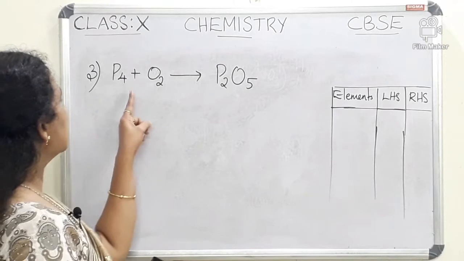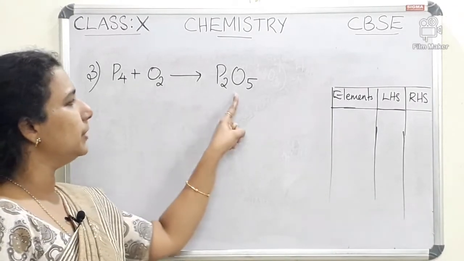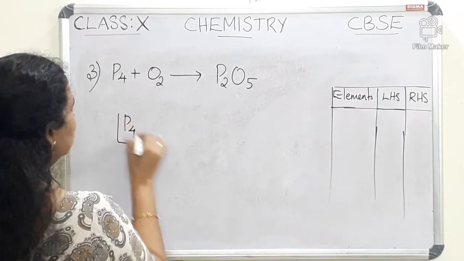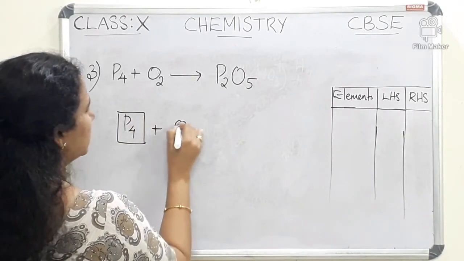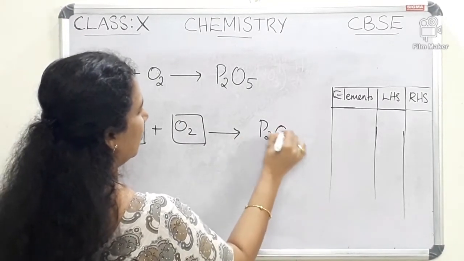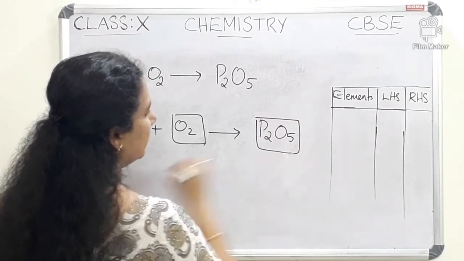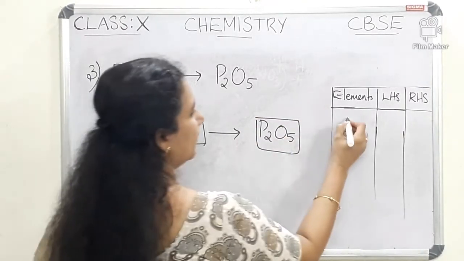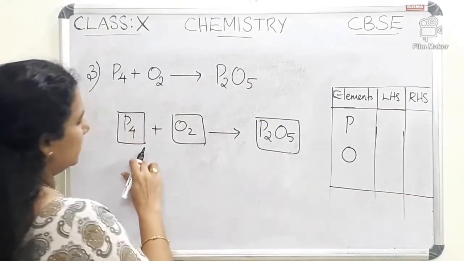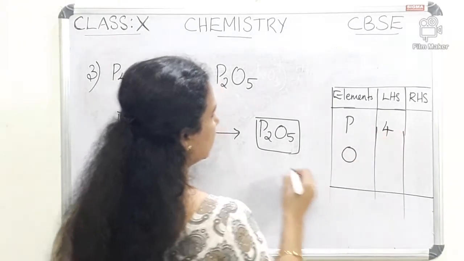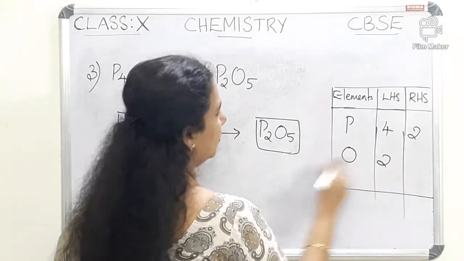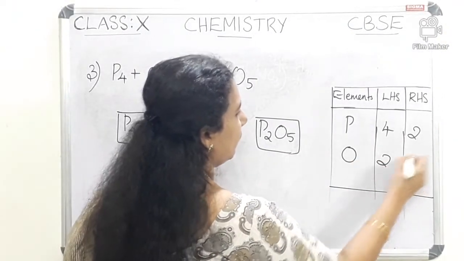So the third equation is P4 plus O2 gives P2O5. So first of all we can draw boxes. P4 plus O2 gives P2O5. Then write the elements, phosphorus and oxygen. So phosphorus, it is 4 in LHS and 2 in RHS. Oxygen, it is 2, RHS it is 5.